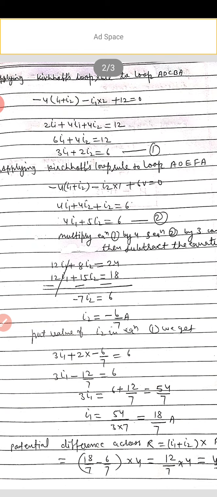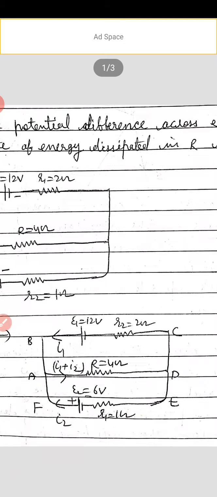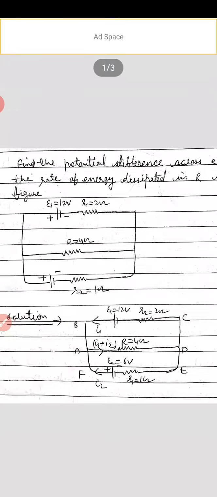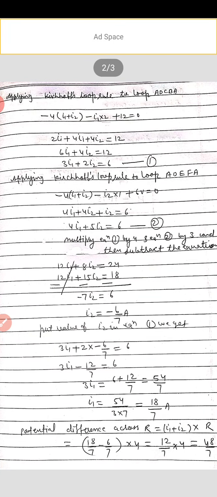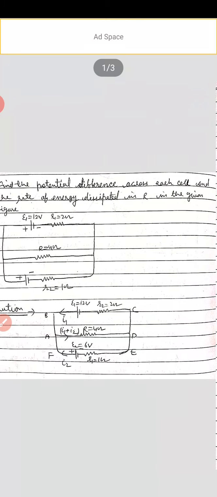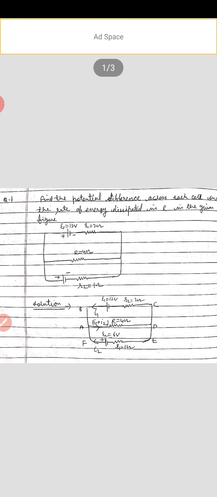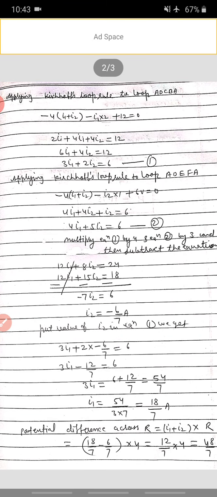Now we apply Kirchhoff's loop rule in the second loop, which is the lower loop ADEFA. Applying the loop rule in that loop, we get minus 4 into (I1 plus I2) minus I2 into 1 plus 6 volt is equal to 0.